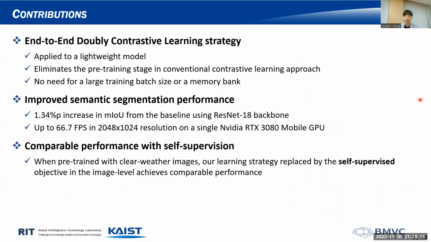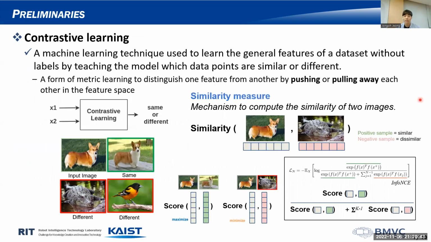Our approach achieves a 1.34% point increase in mIoU from the focal loss baseline, using a ResNet 18 backbone running inference at up to 66.7 frames per second in 2048 by 1024 image resolution on a mobile GPU. And lastly, we observed that when pre-trained with clear weather images, our strategy replaced by the self-supervised objective achieves comparable performance. First, we'll touch on some basics of the preliminary related work.